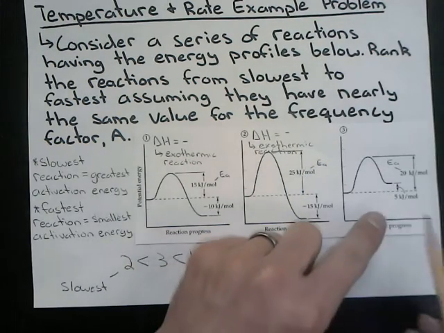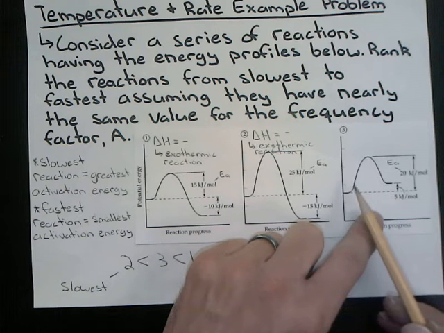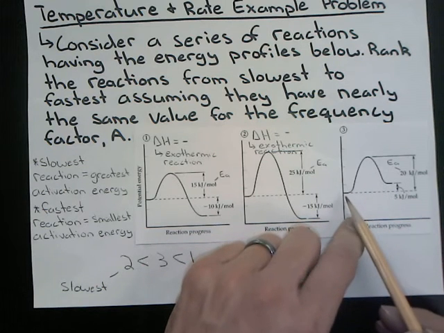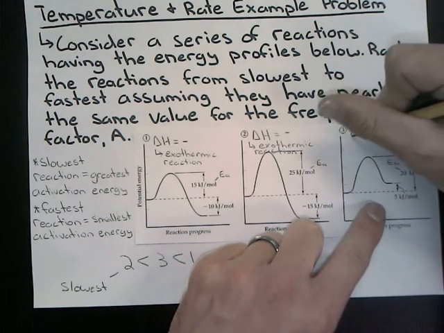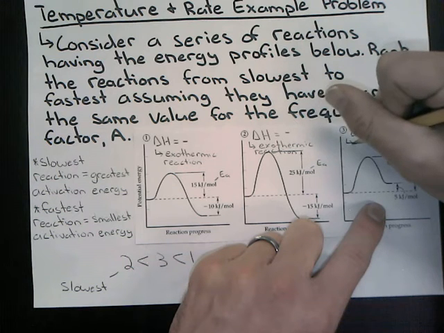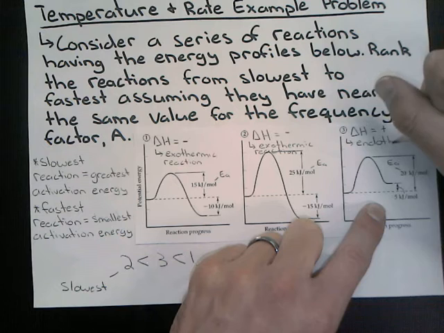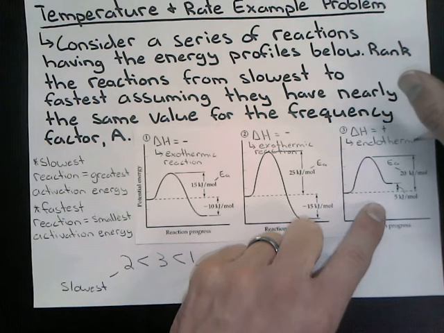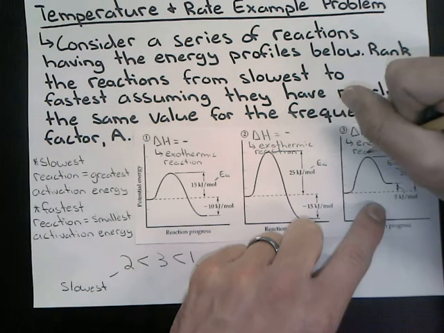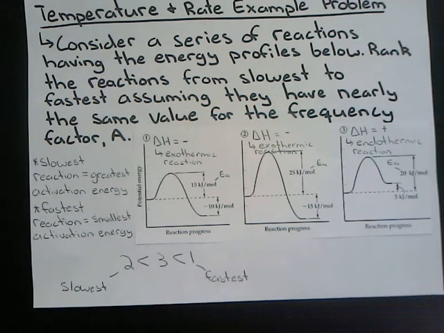Okay, now we get over here and check this out. The products are higher in energy than the reactants. So in this case here, delta H is positive, which means we have an endothermic reaction. Okay, so we have that in mind.